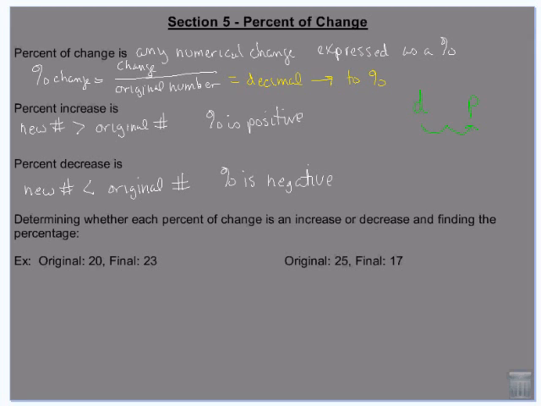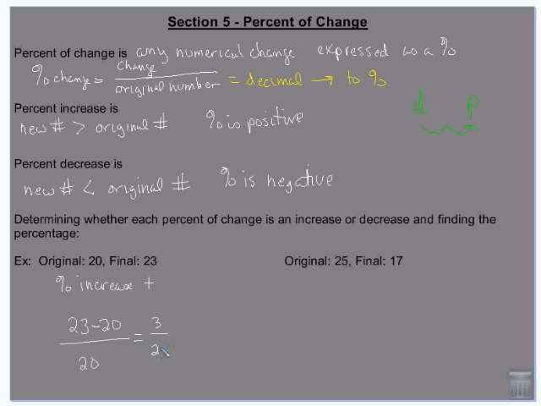All right. So here, if my original number is 20 and my final number is 23, did I have an increase or a decrease? Increase. Right, so I have a percent increase, so I know my answer needs to be positive. Okay, so I'm going to take that change. To find the change, I'm going to do 23 minus 20, and I'm going to divide it by the original number, which was 20.